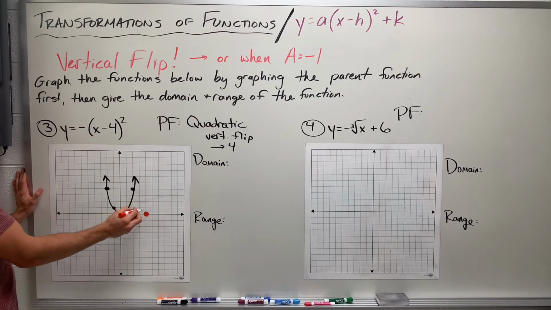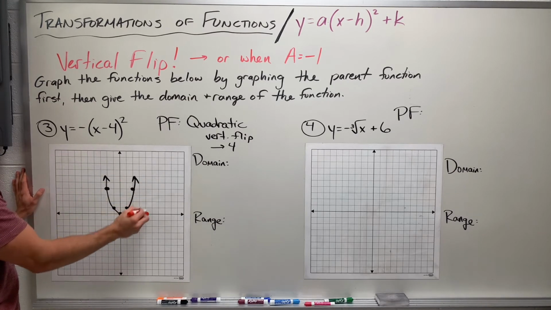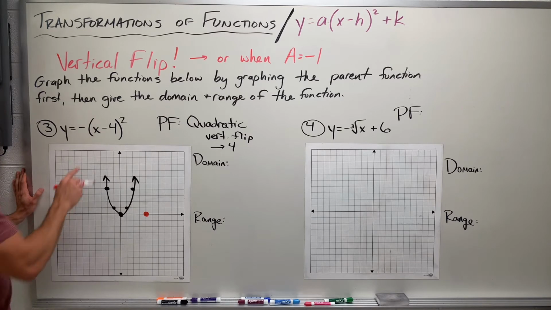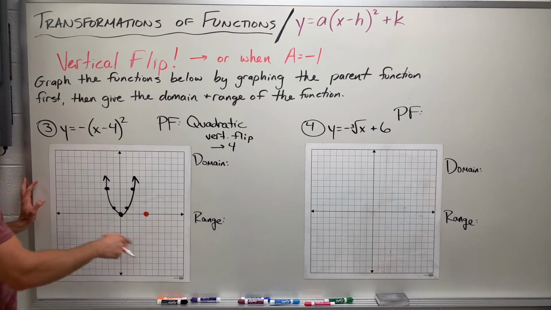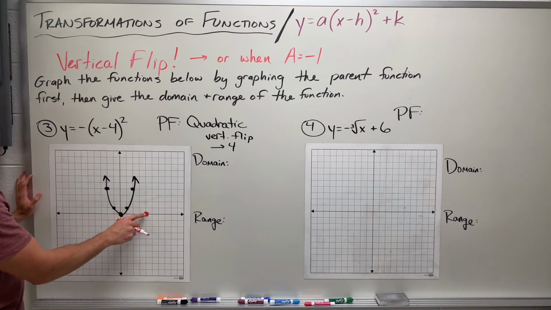And if this negative wasn't here, I would just draw the same parabola shape, the smiley face, and be done. Okay, but this negative out here turns it into a frowny face. Instead of going up 1 and over 1 in both directions, I move down 1 and over 1 in both directions.